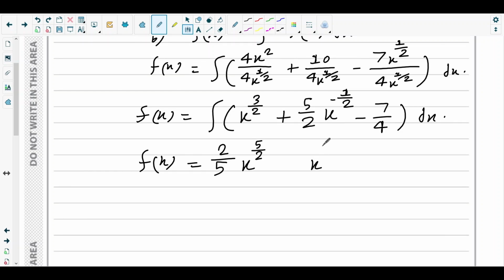Same goes for the second term. We will add 1 to the power, so it will become x to the power half, and then use the new power to divide the coefficient. So 5 over 2 over half, 5 over 2 times 2, is just 5. Then negative 7 over 4, since it is x to the power 0, will now become x to the power 1. And the rule of integration is that when you find an indefinite integral, you have to add a c, which is the lost constant from the differentiation. So we got the equation for the function f of x, but only c is unknown.